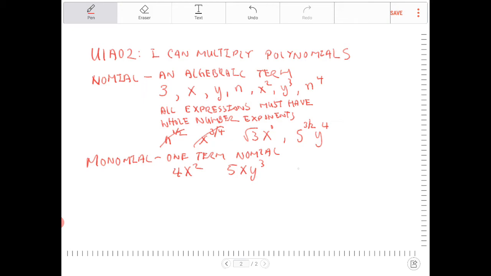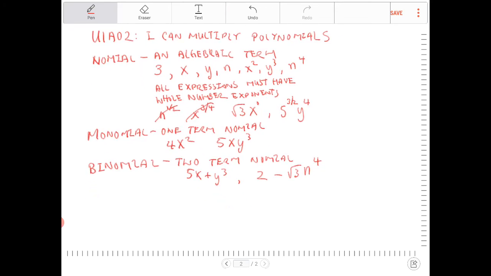Okay. What about 5x squared plus y to the third? Is that a monomial? No, actually, this is considered a binomial. So a binomial is a two-term nomial. So an example of this would be 5x plus y to the third, right? Or 2 minus square root of 3 n to the 4th. Okay, so these are binomials.